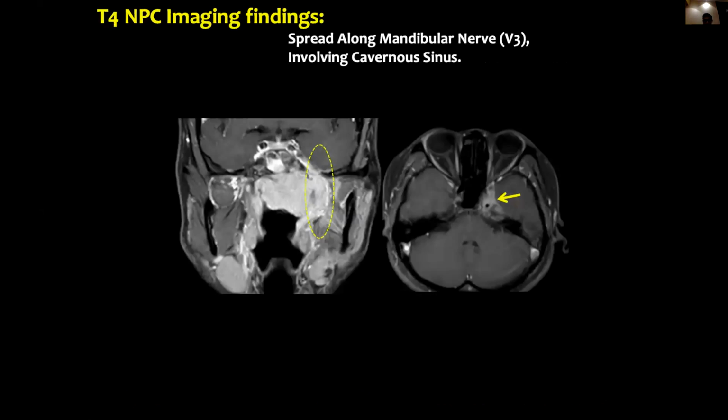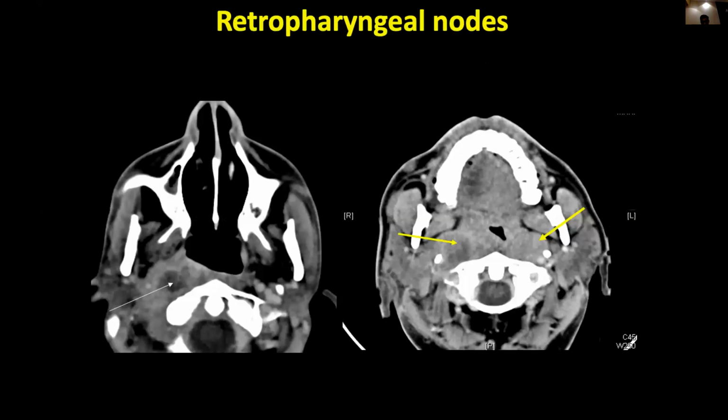sphenoid because of the malignancy, and it might be missed on the MR as well as on the routine bone window. And then you have advanced diseases where there is spread along the V3 or involvement of the cavernous sinus as seen over here. So the disease extending along the foramen ovale, reaching up to the cavernous sinus, and you can see on the axial the asymmetric enhancement of the cavernous sinus. This is a classical example of T4 disease.